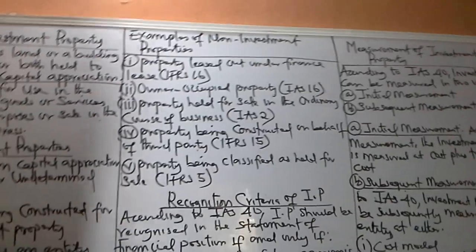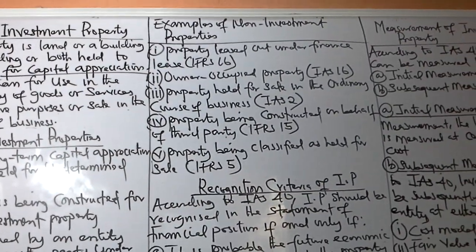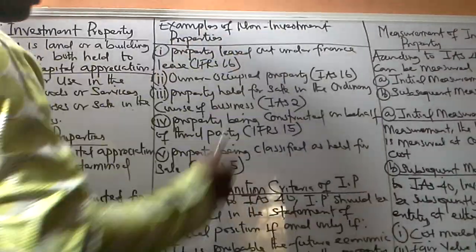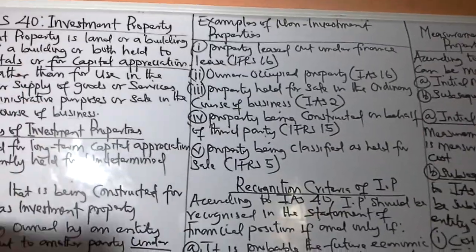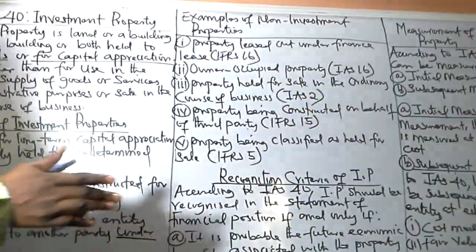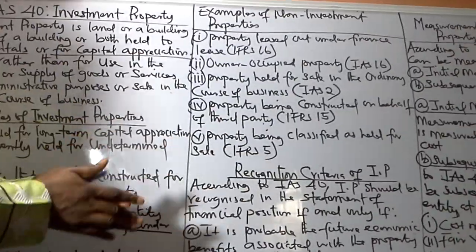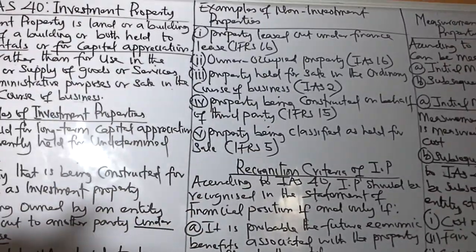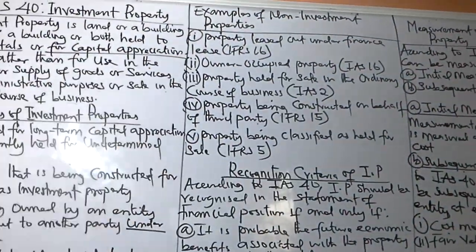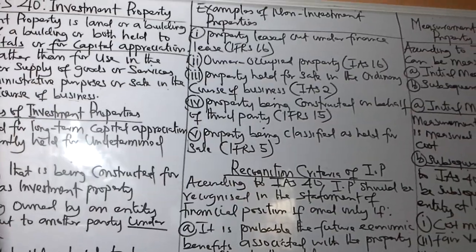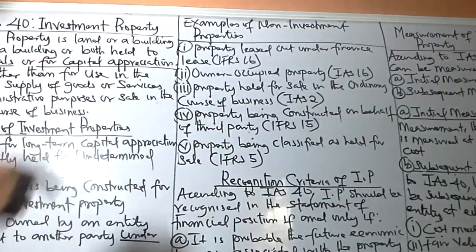Next, please. What are the examples of non-investment property? Examples. One, a property leased out under a finance lease. Yes, when a property is leased out under a finance lease, it is treated in line with IFRS 16. Okay, that is lease. Two, owner-occupied property. Any owner-occupied property is treated in line with IAS 16.